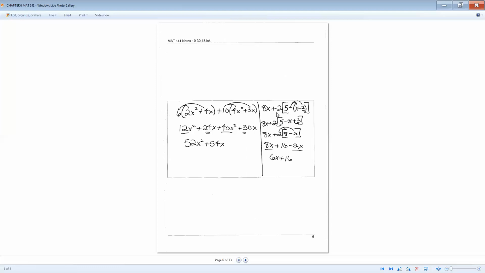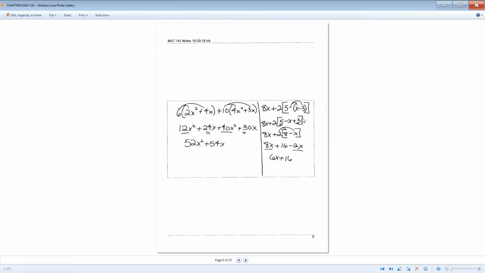In this next one, 8x plus 2 times this quantity of 5 minus the quantity of x minus 3. So we have grouping symbols embedded inside of another set of grouping symbols. You always work your way inside out. First, do your innermost grouping symbol and work your way out. So we're going to distribute this negative. The negative is what's right up against the parentheses, not the 5. So we distribute the negative. So that would be 5 minus x plus 3, because negative to a negative turns positive.